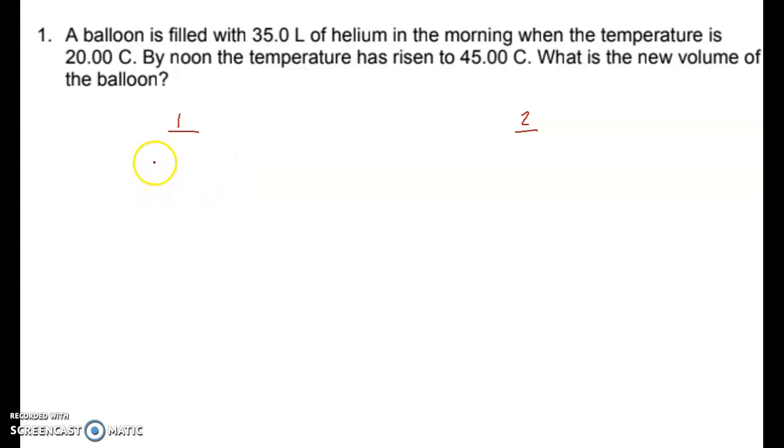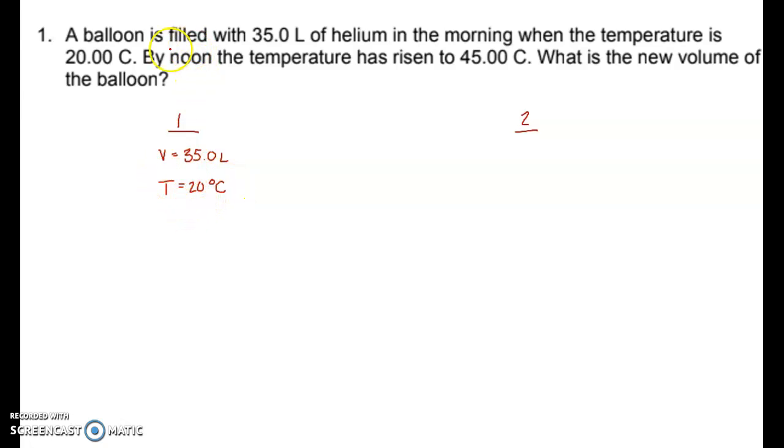To start with, we have a balloon that's filled with 35 liters of helium. If there's 35 liters of helium, that's the volume. So that's initially, volume equals 35 liters. In the morning, when the temperature is 20 degrees Celsius, the temperature equals 20 degrees Celsius. By noon, the temperature has risen.